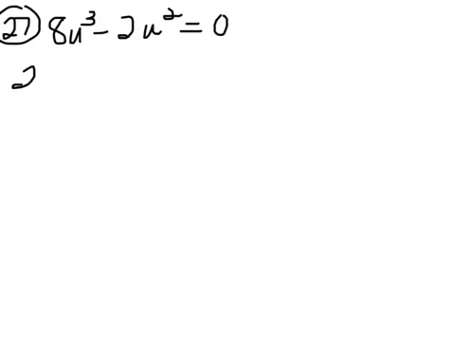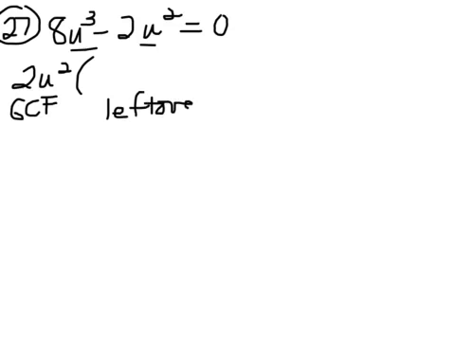Both of these terms are divisible by 2, and both of them have at least u squared that we can take out of them. So that's my GCF, and now I'm going to write my leftovers. And when I do that, I'll be able to set each of these factors equal to 0, and I'll be able to solve. Okay, so the first term, if I have 8 divided by 2, I have 4 left over. U cubed, take out u squared, there's a u left over.